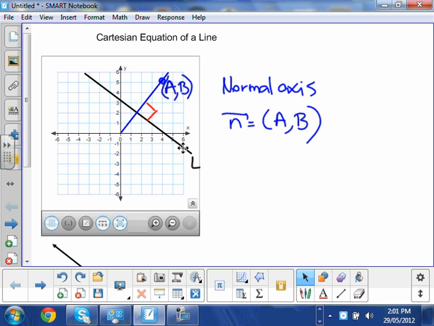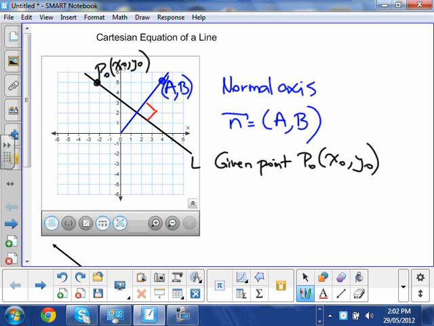Next thing that I'm going to do, I'm going to consider a certain point, P0, of coordinates x0, y0, on my line L. That is a given point on the line. Then I'm going to consider another random point, P, of coordinates x and y. P is the random point that will determine the equation of the line. P can be anywhere on the line. As I move P along my line, P will determine my equation of the line. So let's place it somewhere over there. Good.